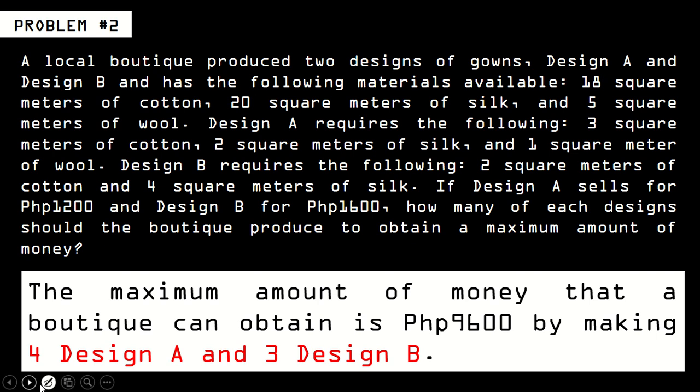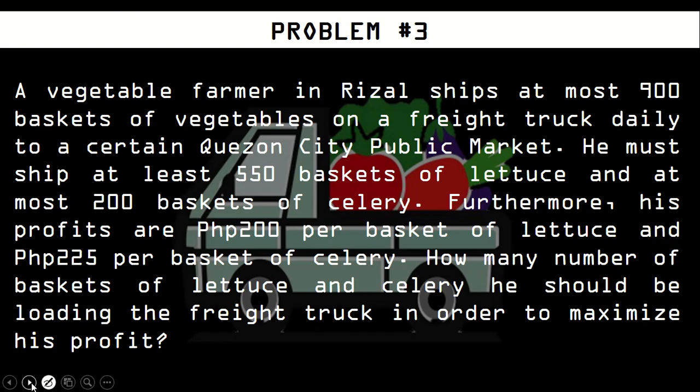Okay, so again, this is the value of x, and this is the value of y. Okay, that identifies the quantity. And then this is our z. Okay, so that is problem number 2. So let's proceed with problem number 3.